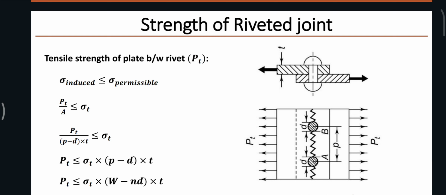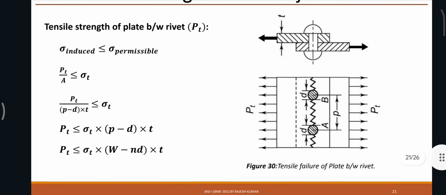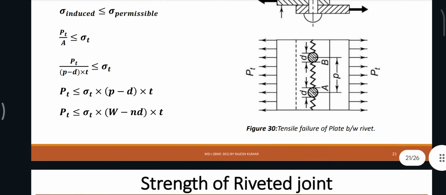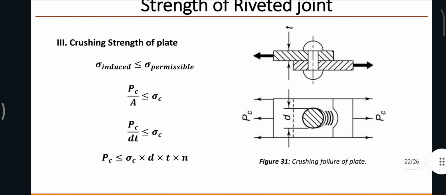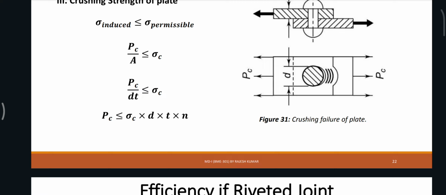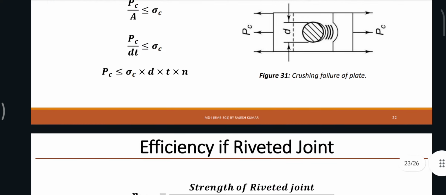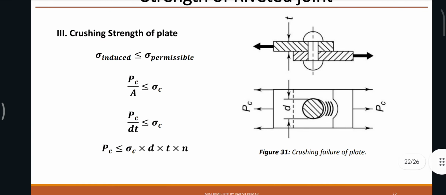Tensile strength of plate between rivets: PT is less than or equal to sigma t into (w minus n into d) into t. Crushing strength of plate: PC less than or equal to sigma c into d into t into n, where sigma c equal to crushing stress, d equal to diameter of rivet, t equal to thickness of plate, n equal to number of rivets.